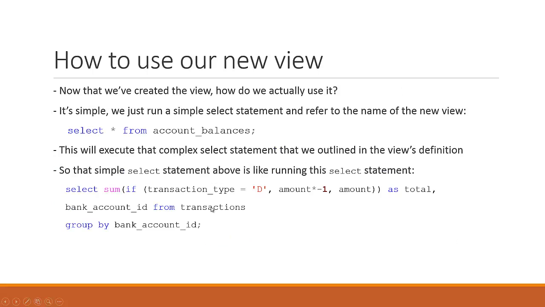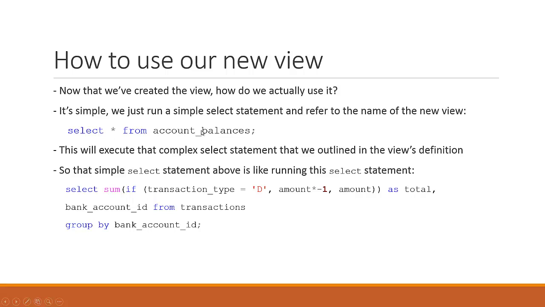Okay. So let's now learn how to use our new view. I called this how to execute the view, with execute in air quotations. So now that we've created the view, how do we actually use this view? It's simple. We just run a simple select statement and refer to the name of the new view. Like so, we say select star from account balances. How simple is that? Select star from account balances. And anybody can remember that.